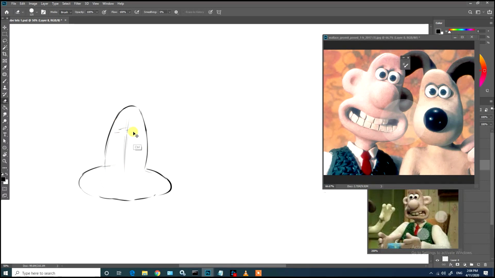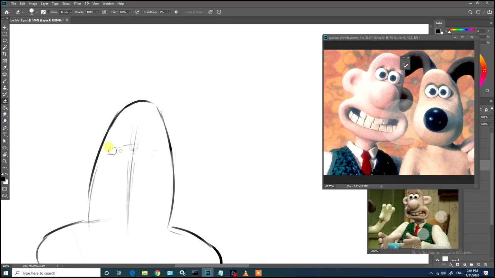Let's chuck his eyes in there. A good thing to check would be the eye size in relation to his head. How many eyes is his head wide? I'd probably say about three of his eyes. So three of his eyes should equal his head's width. That's a good general rule to follow.